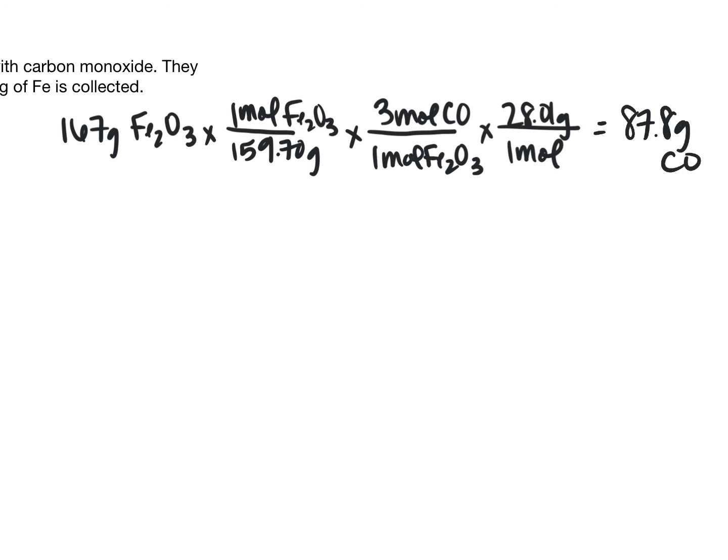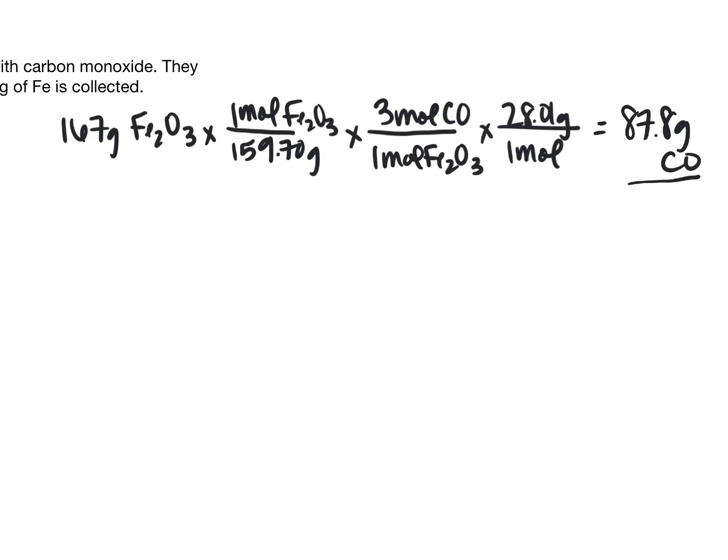So in order to use all of this up, this is the number that you would look for. So if you look back in the problem, there are 85.8 grams of carbon monoxide available, which means we don't have this amount. So therefore, iron oxide cannot be the limiting reactant.